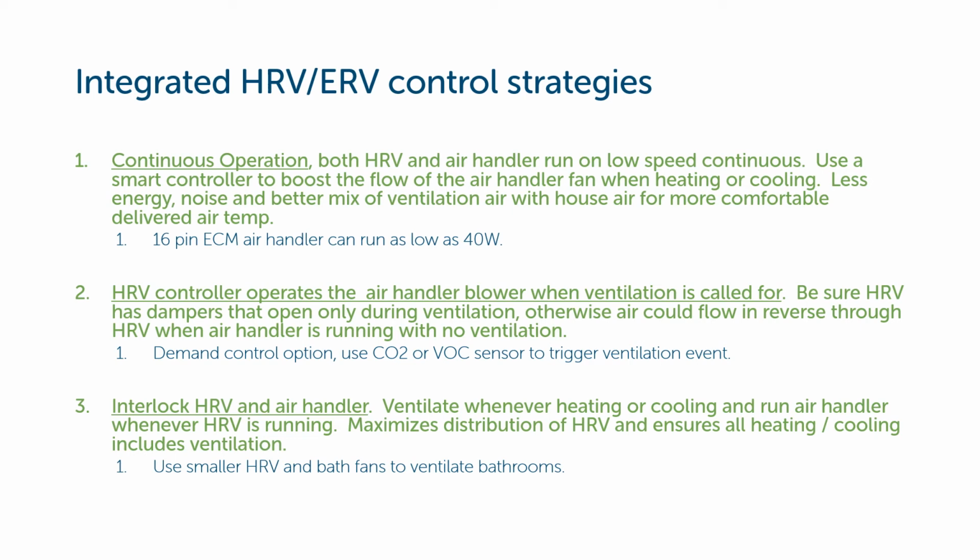Number 3 is interlocked, right? And ventilate whenever heating and cooling, and run the air handler whenever the HRV is running. So this is the two interlocked together. So if we're running heating and cooling, we're ventilating. And if we're ventilating, we're running the HRV fan. This maximizes the distribution and makes sure that all heating and cooling runs include some ventilation. In this case, we would use a smaller HRV and we would use bath fans to ventilate the bathrooms.